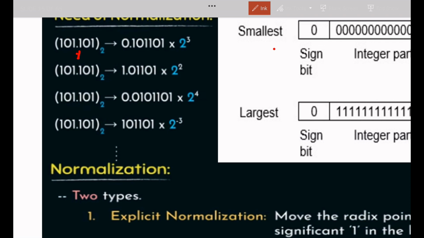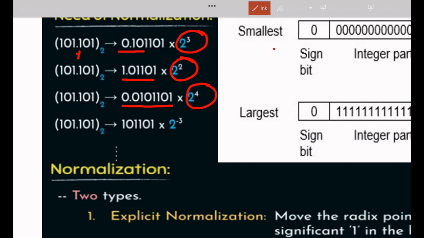Suppose a person is placing the point at this place, 0.101101. In this condition your exponent is 2 to the power 3. Suppose a person is placing it after the first bit, then your exponent is 2 to the power 2. Suppose a person is placing it before, like 0.01, then your exponent is 2 to the power 4.